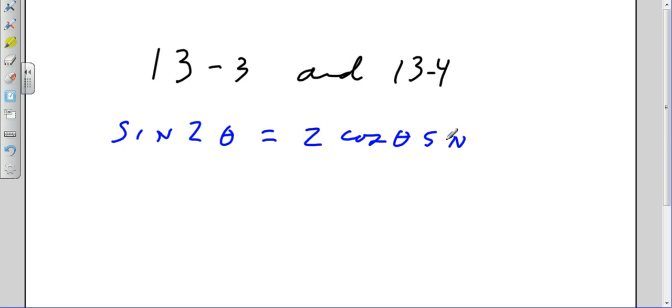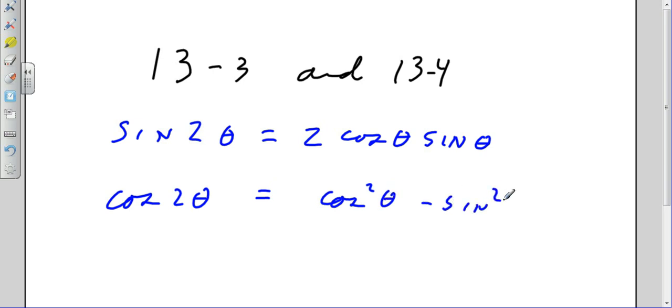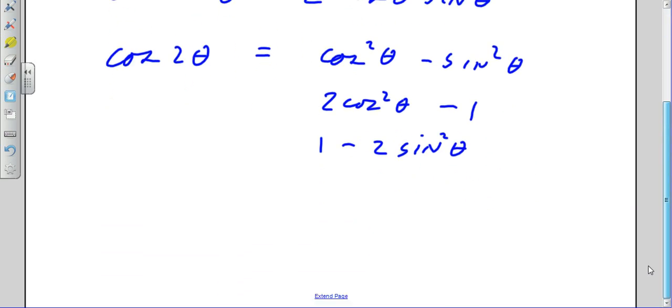The double sine formula is 2 cosine times sine theta, and the double cosine function is slightly different because we have multiple equations for it. Cosine squared minus sine squared, or it could be written as 2 cosine squared minus 1, or it could be written as 1 minus 2 sine squared. This is a direct result of the equation that says 1 is equal to cosine squared plus sine squared. If I substitute that back into the top equation, then it's easy to get the other ones out.